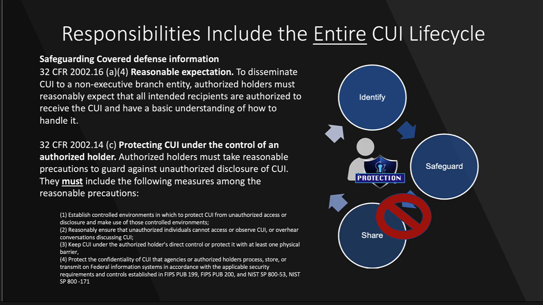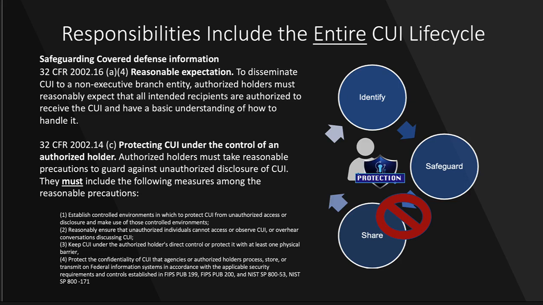So these are the things that we must do. And we have to establish, number one, a controlled environment to protect the CUI from unauthorized access or disclosure, or make use of controlled environments. Number two is that we have to reasonably ensure that unauthorized individuals cannot access or observe CUI or overhear conversations discussing CUI. Number three is that we have to keep CUI underneath the authorized holder's direct control or protect it with at least one physical barrier. And number four is we have to protect the confidentiality of CUI that's within our covered contractor information system and protect it implementing the security controls and requirements related to NIST 800-171.